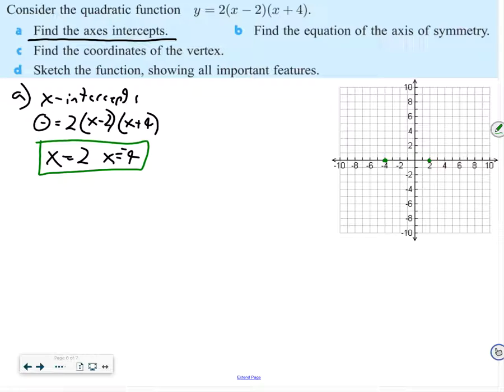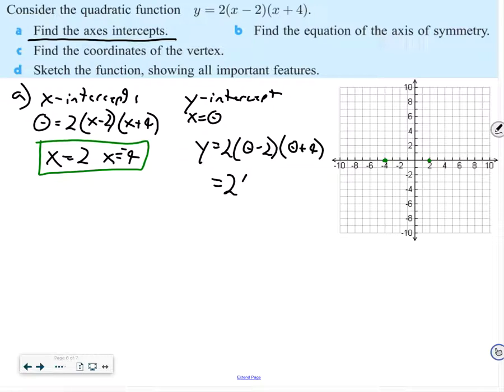Okay. So now I'm going to find my y-intercept. My y-intercept happens when my x is equal to 0. So I can just do that by substituting it in. I don't have a c value here, so that's why I got to substitute in. So I get y is equal to 2 times 0 minus 2 times 0 plus 4. Simplifying, I get 2 times negative 2 times 4. So I'm going to get negative 16. Okay. And I found my intercepts.